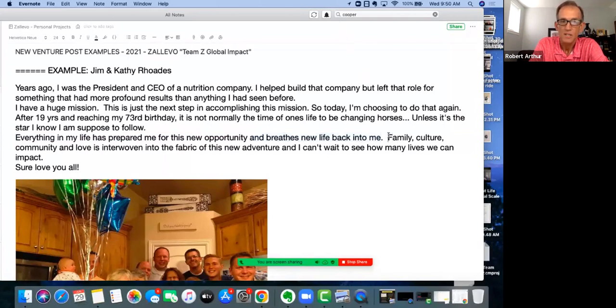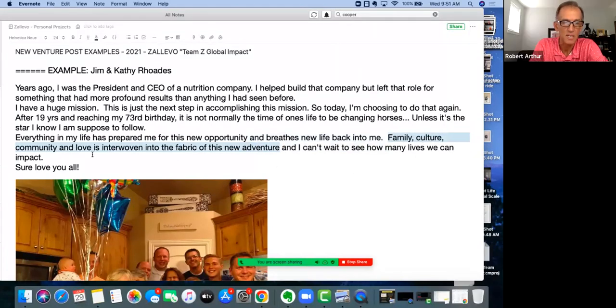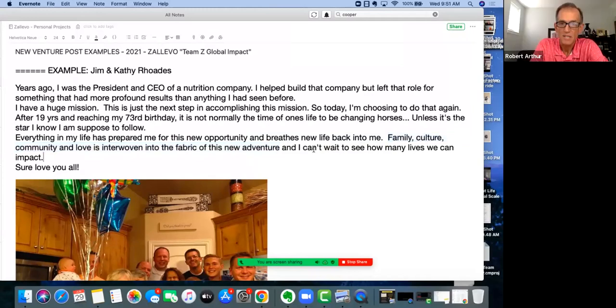And then Jim is affirming why. Why was this important for Jim? Look at this: family, culture. Culture is one of the biggest attractions here. Community, love. Is Jim a man of love? Absolutely. And this is what drives Jim every day of his life. I've got to stop or I'll start boohooing here. So it's true, guys, this is what drives this beautiful soul.